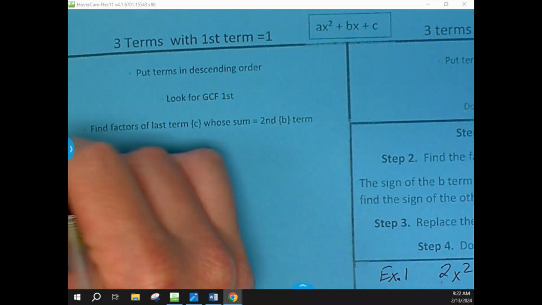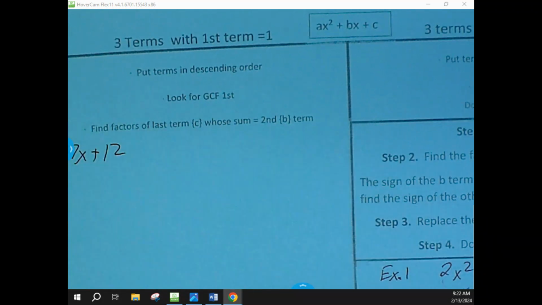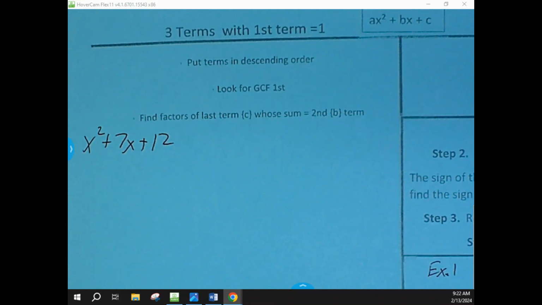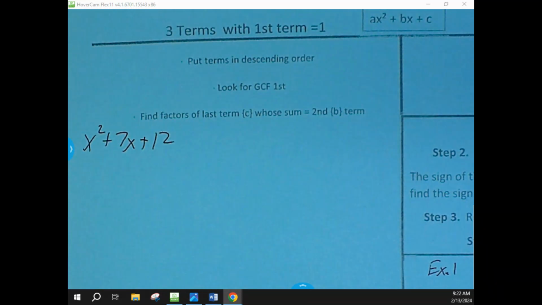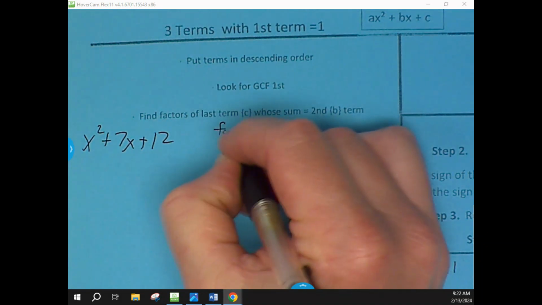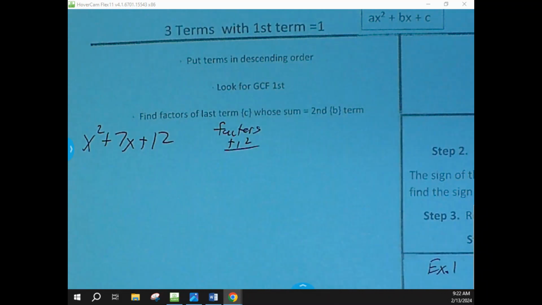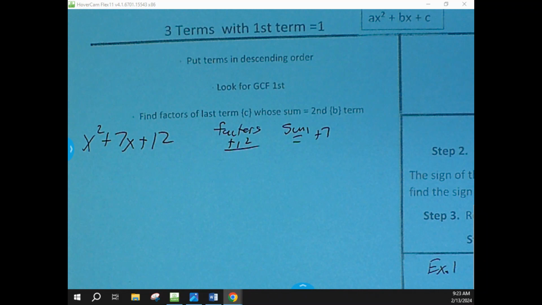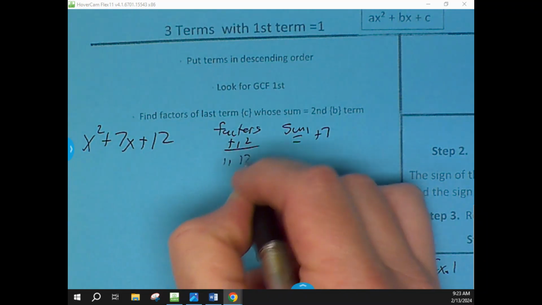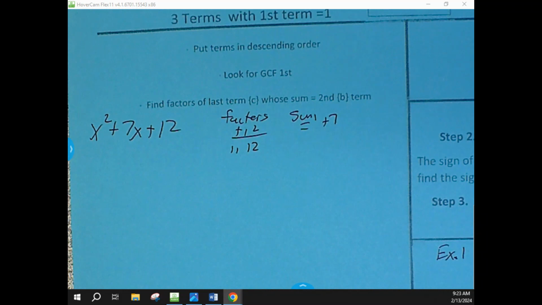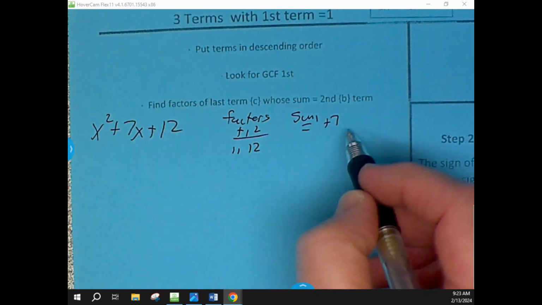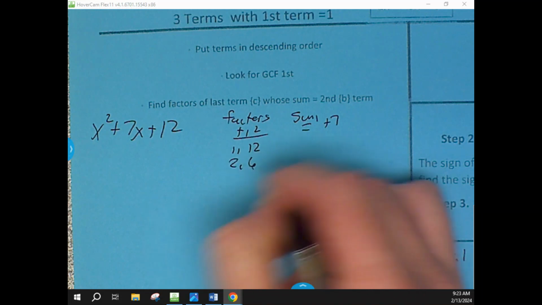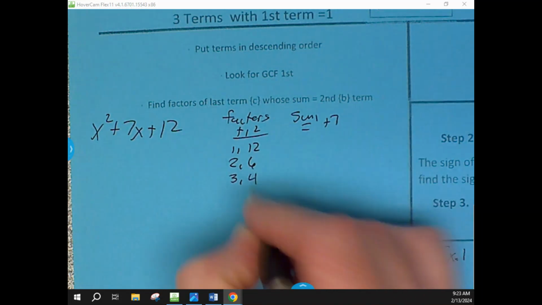So if we start off with x squared plus 7x plus 12. So if that was easy, this is even easier. This is like even better. So we're looking for the factors of positive 12, whose sum is going to equal positive 7. Now, the great news is if they're all positive, the work gets easier. Because we don't really have to worry about the signs because we know all the numbers are going to be positive. 1 plus 12 is not 7. 2 plus 6 is 8, not 7. So that means it's got to be 3 and 4, correct?